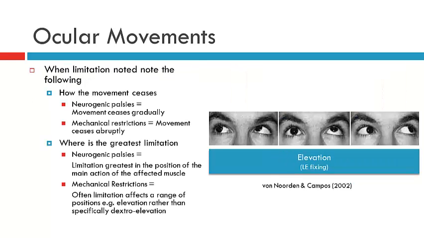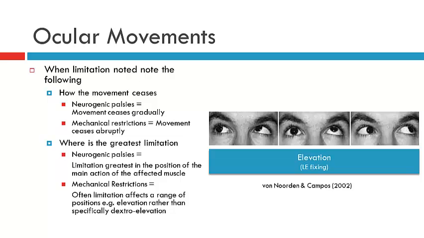A couple more things to note or observe whilst assessing ocular movements. You can have a look at the way in which a movement ceases. So if you have an underaction, you can observe the way in which that particular eye stops moving in a particular direction. And generally we do this to get a feeling of whether it's abrupt, which is tending to indicate a mechanical restriction, or whether the movement ceases more gradually, which can lean you towards being neurogenic in nature.